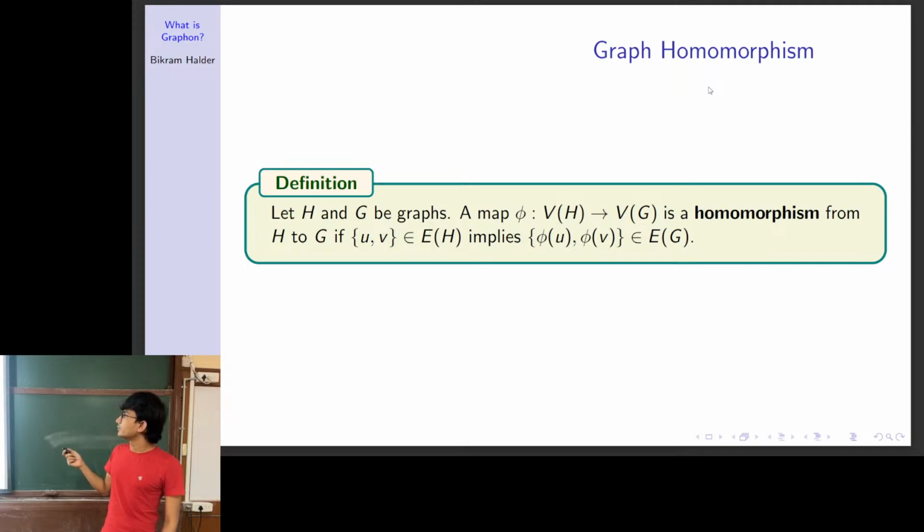We first define a graph homomorphism. What is a graph homomorphism? It's basically a map between the vertex sets of two graphs. Say we have graphs H and G, then a map from the vertex set of H to the vertex set of G becomes a homomorphism if it preserves the adjacency relation. Namely, if UV is an edge in H, then phi U and phi V must be an edge in G. We collect all the homomorphisms from H to G, call it Hom(H, G), and take its cardinality, written small hom(H, G).